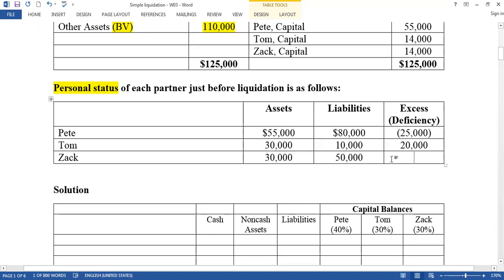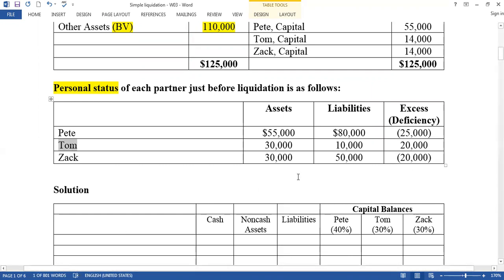So again, bad news, right? Bad news. $20,000. So should we consider this good news or bad news? Why do we need to consider this? Because if in future there is any capital deficiency, for example, I am Tom, and I have a capital deficiency in the business.